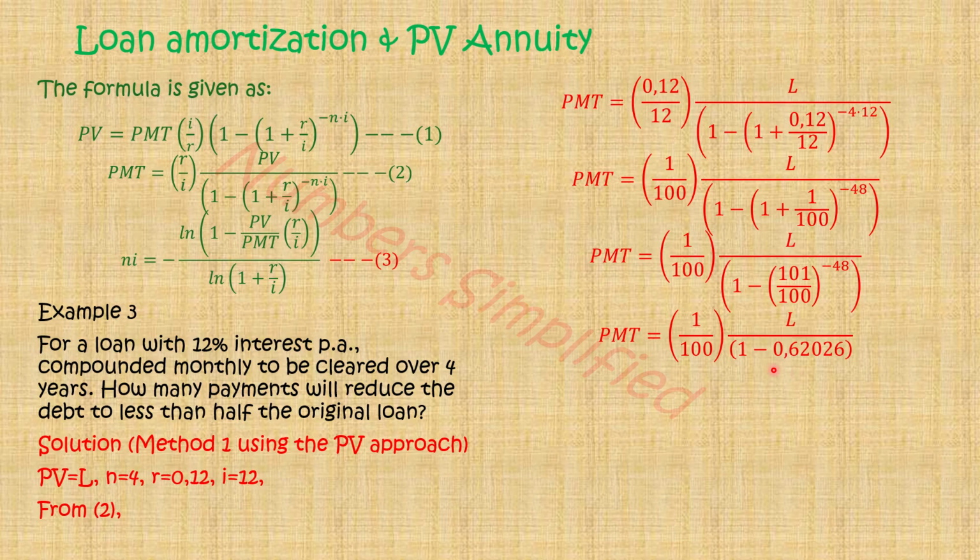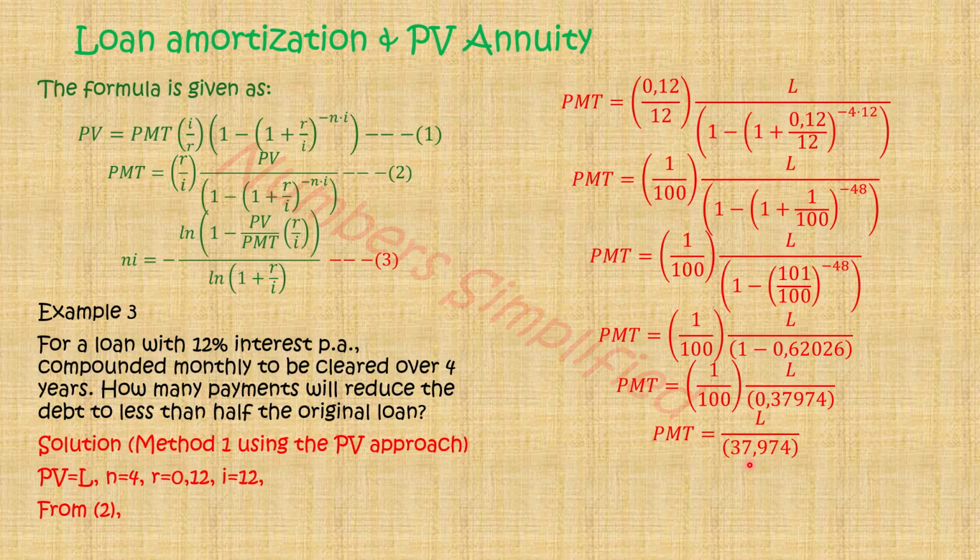And before we talk about the 2 fractions, let's evaluate the denominator in the second fraction. So 1 minus 0.6026, we are going to get 0.37974. Now we are going to multiply the numerator with the numerator, the denominator with the denominator, so that we get PMT of L over 37.974. Right, so that is going to be our PMT, or we express it in this manner.